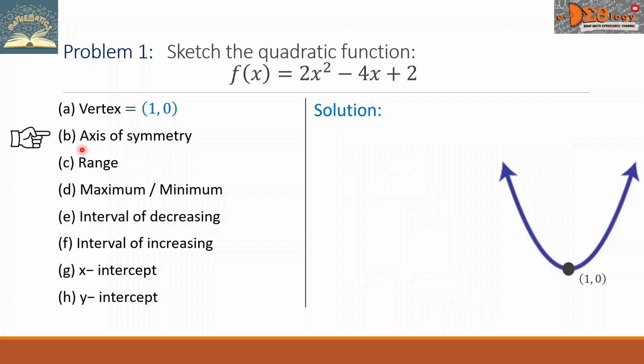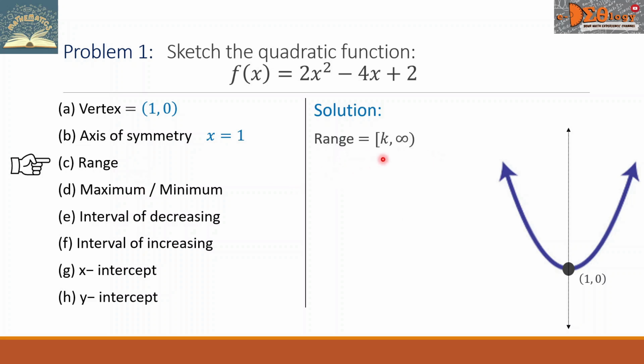Then we go to B, axis of symmetry. It is the vertical line that passes through the vertex. So the formula is x equals h. We're able to get the value of h, which is 1. So x equals 1 is our axis. Now we have the range. The formula is the interval from k to infinity. We got the k already as 0, so from 0 up to infinity. This is the range.